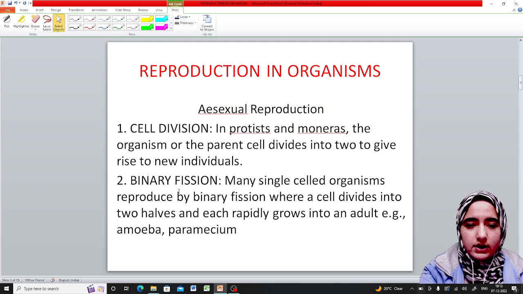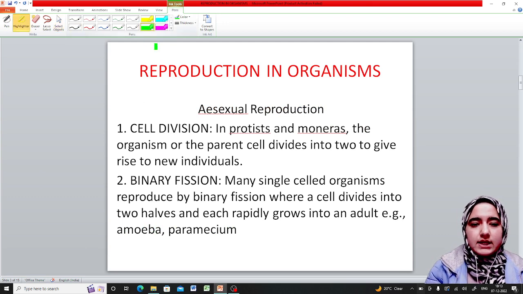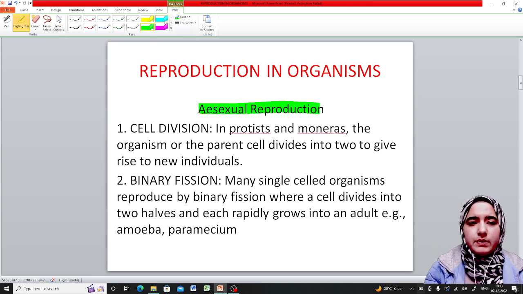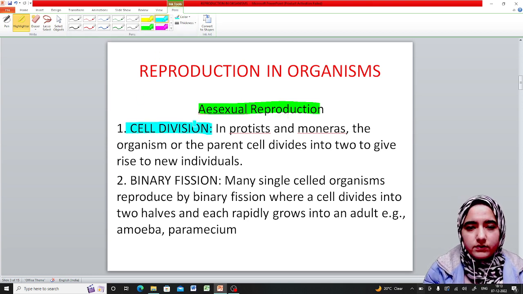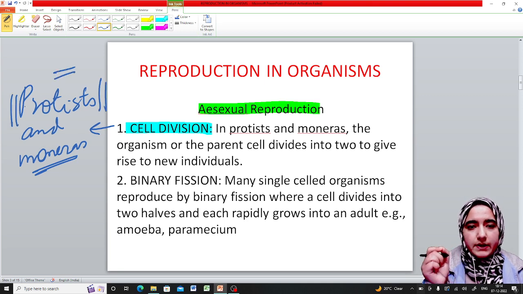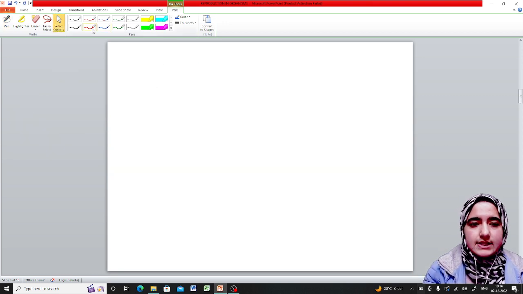Moving towards our next topic, now we will see the modes through which asexual reproduction takes place. First one is cell division. Cell division mainly takes place between protists and monera. Please remember these examples as they are really very important from the perspective of board examinations or competitive examinations, be it NEET or any other state-level competitive examination. We will see how this cell division takes place.